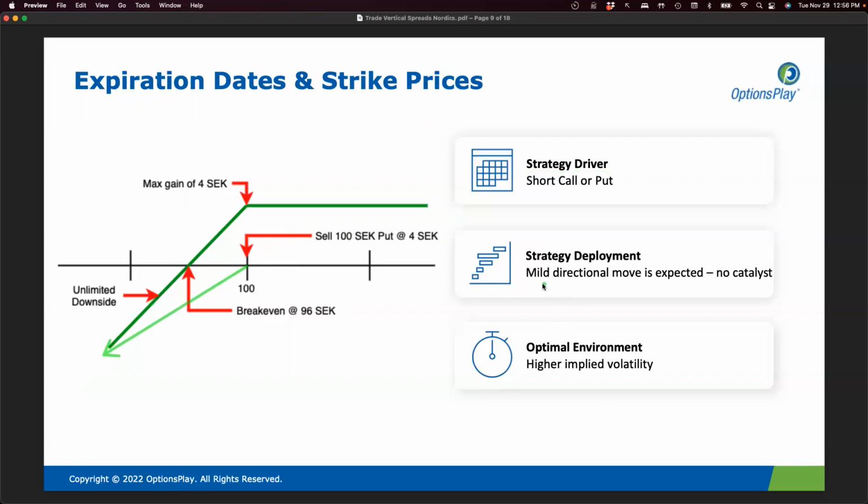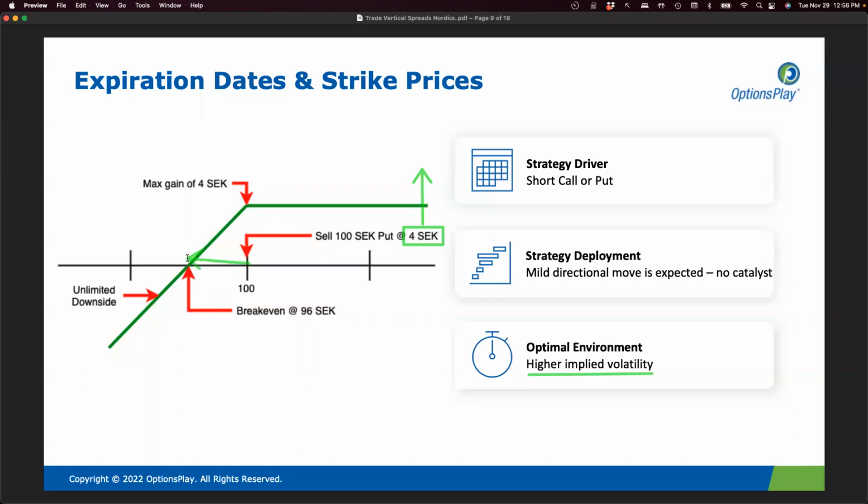This is generally best used when a mild directional move is expected. So this is when you think the stock is just trending in a general direction, you think it's going to drift higher or drift lower, and you would either sell a short call or a short put. This is generally better for a high implied volatility environment because what you can potentially make is the premium of what you sell the call or put for. The higher the implied volatility, the more premium you're collecting, and the higher the buffer you have before the strategy has some losses against you.